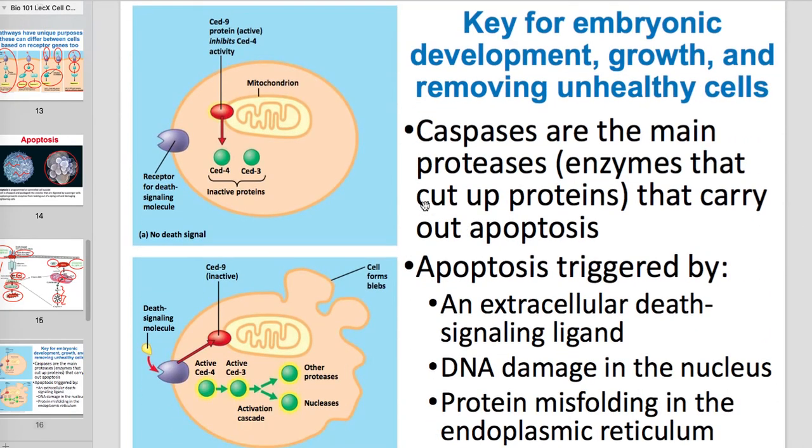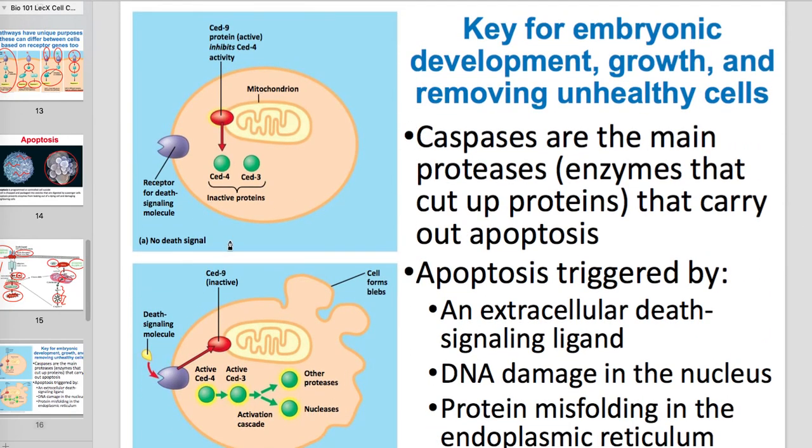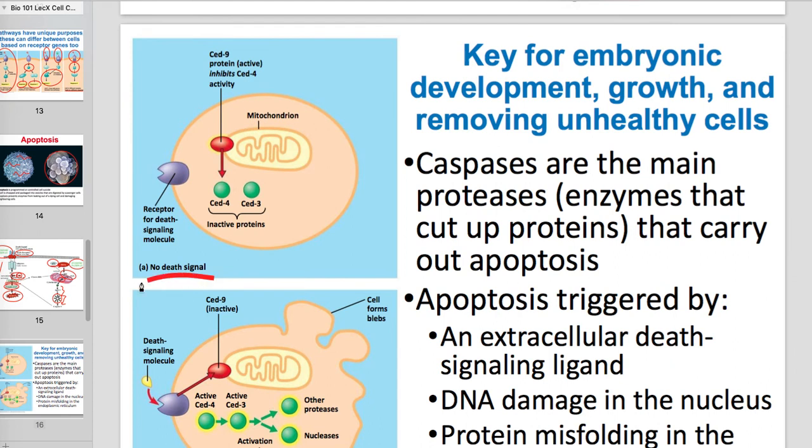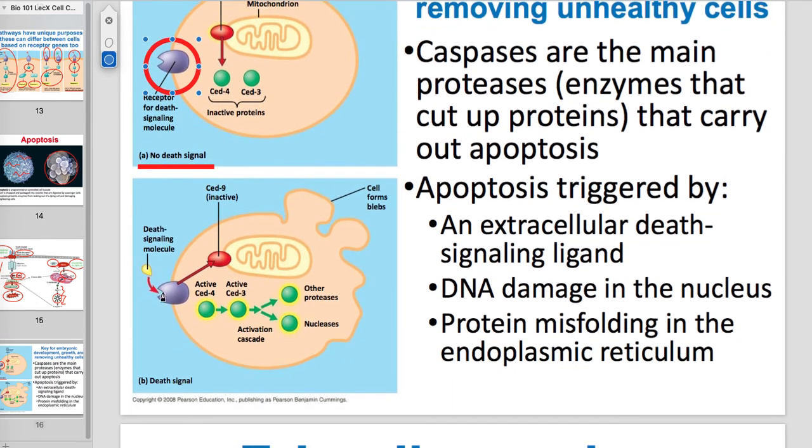So this is a good example of how this pathway is always ready to go, this death signal. But if there's no signal binding the receptor, everything's going to be fine. Everything's going to be inactive. We're not going to chop anything. If you get the death signal from some molecule, usually a T cell, usually an immune cell is going to tell you when to die, basically. That's when we're going to start activating everything.